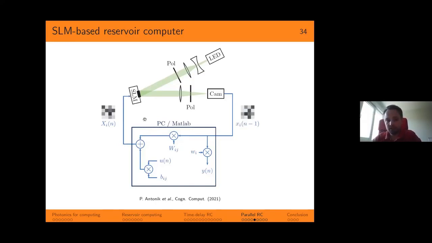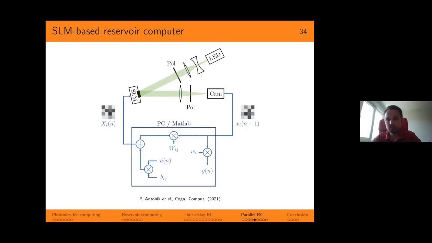So the values appearing on the SLM modulate the phase of the illumination beam coming from the LED. This phase modulation is converted into amplitude modulation through the polarizer. This amplitude modulation is captured by the camera. The camera takes a picture of the SLM and sends this picture to the computer. So this is the recording of the reservoir states. And these states are used both to compute the output using the weights and also to compute the update of the system. So to compute the recurrency, they are multiplied by the interconnection matrix W, and this term is added to the inputs in the next iteration.